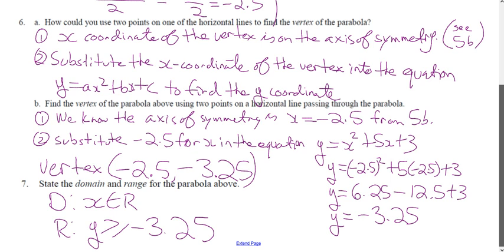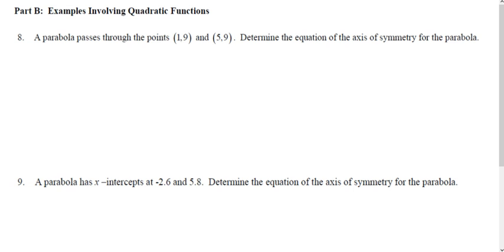All right, let's do a few examples. Examples involving quadratic functions. A parabola passes through the points 1, 9, and 5, 9. Determine the equation of the axis of symmetry for the parabola. Okay, what do we have to do?